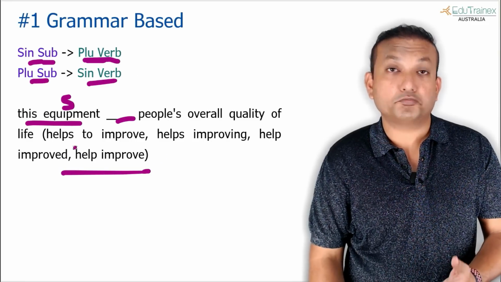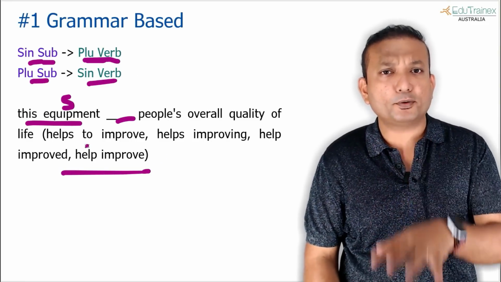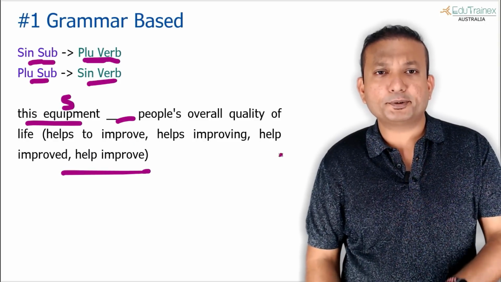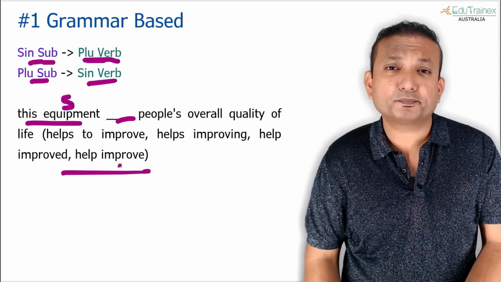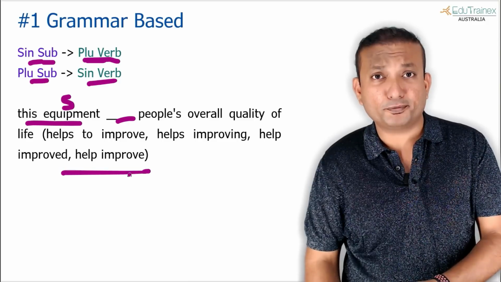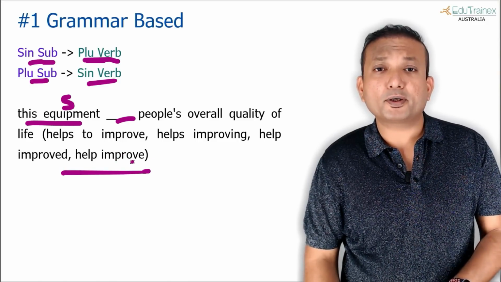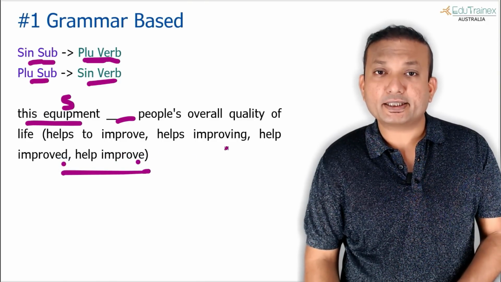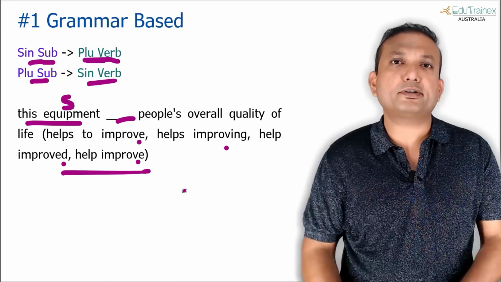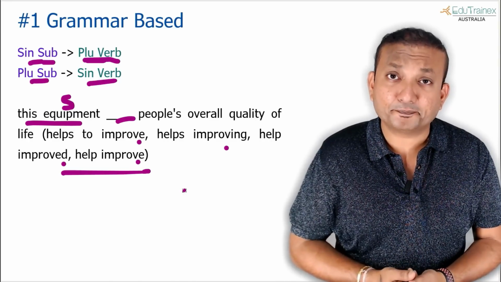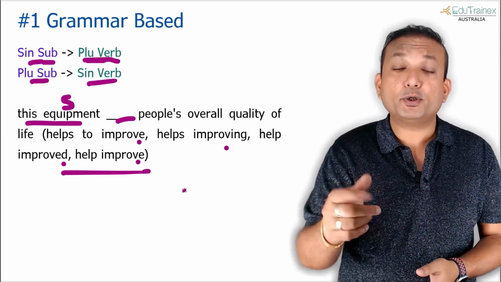Now see the options. Bigger options, double word options, multiple word options. Helps to improve, helps improving, help improved, help improve. So you see different grammar combinations: simple present tense, past tense, ing, present tense, different combinations. This is testing your grammar, as well as how you have to use those words.